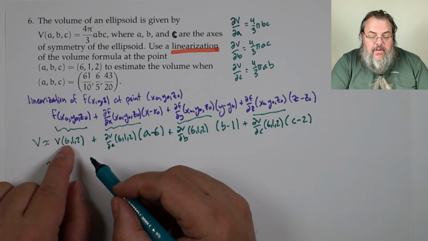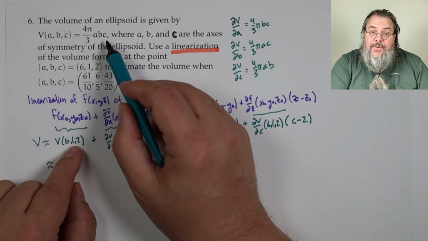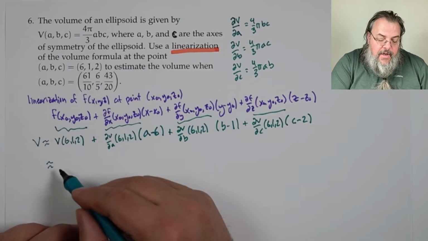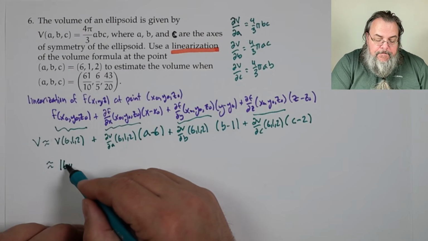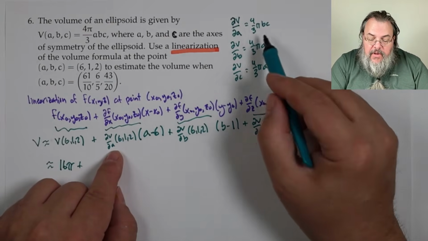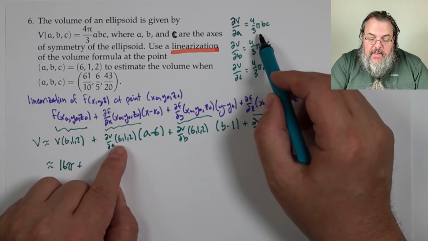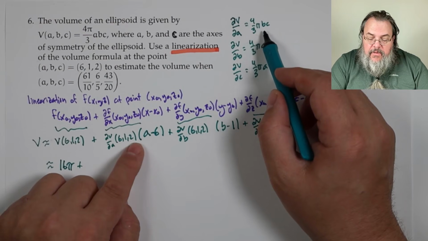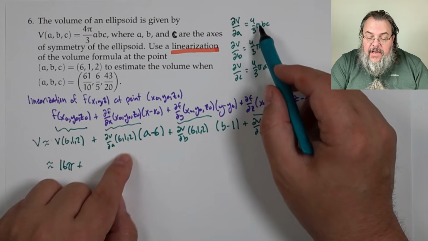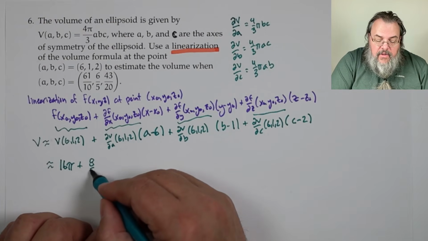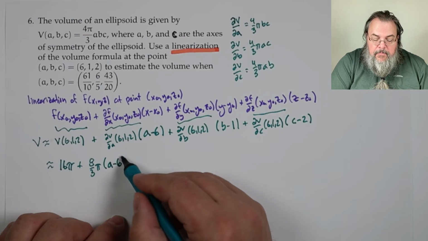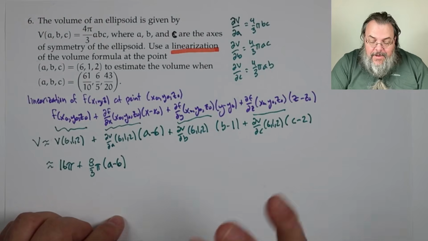Well, let's do this. What happens when you plug in 6, 1, 2? 6 times 1 times 2 is 12. 12 divided by 3 is 4. 4 times 4 pi, 16 pi. Plus, okay, partial V partial A at 6, 1, 2. When we plug in A equals 6, B equals 1, C equals 2, we get 4/3 times pi times 1 times 2. So that becomes 8/3 pi, and then times A minus 6. And we're not going to distribute. We're going to leave it as is.